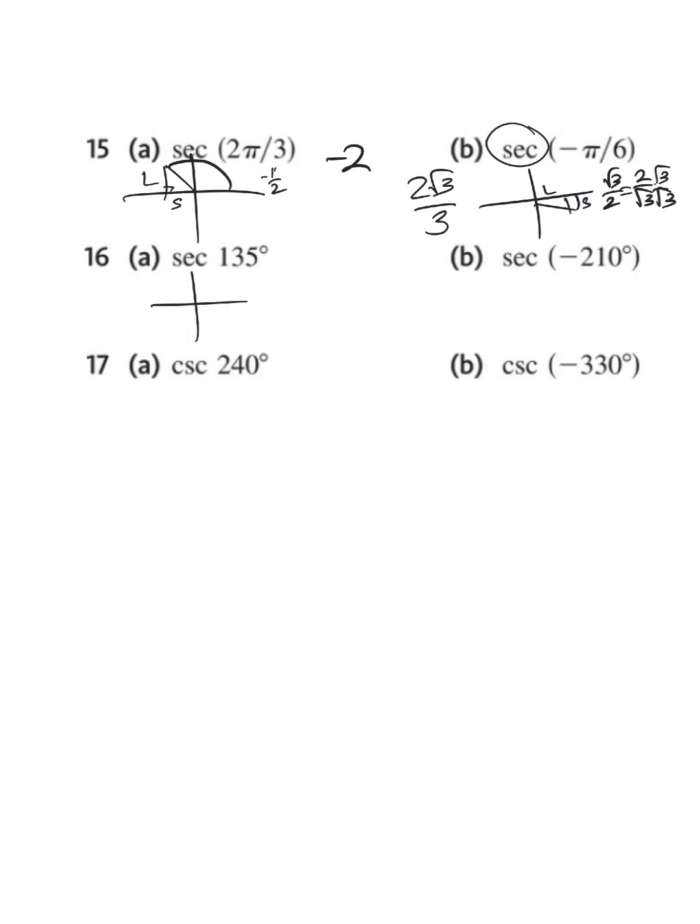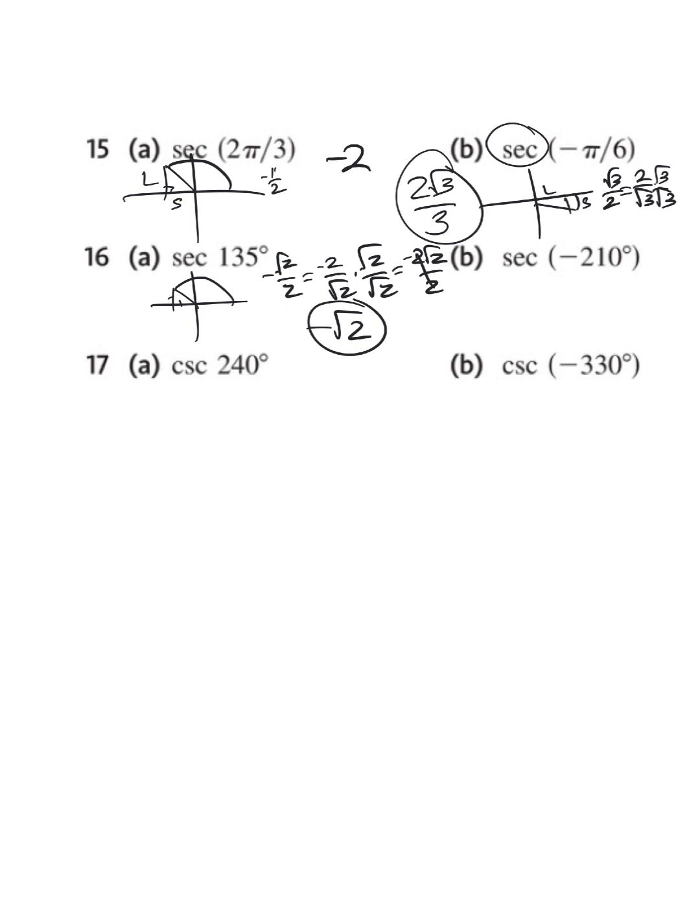135. So that is a 45-degree reference. So x and y are the same, and cosine is negative square root of 2 over 2. So the reciprocal of that is going to be negative 2 over the square root of 2. And again, just show the rationalization, negative 2 square root of 2 over 2. So this is negative square root of 2.